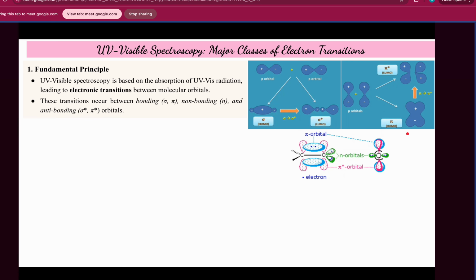And then there are other orbitals which are known as non-bonding orbitals, which arise due to the lone pair of electrons.